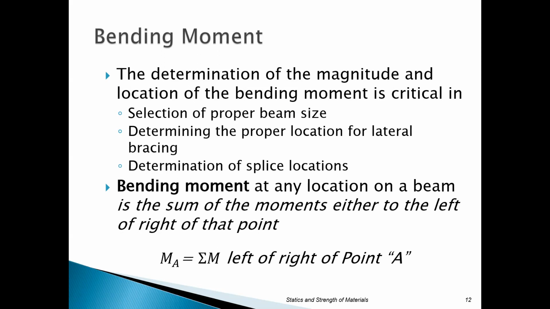Or if you're going to take two members and splice them together, you don't want to put the splice at the point of maximum moment, because it's going to have a tendency to rip more easily. You would want that splice someplace away, or even at a point of minimum moment. So that's why bending moment is going to become really, really important. Bending moment is simply defined at any location on the beam as the sum of moments either left or right of that point.